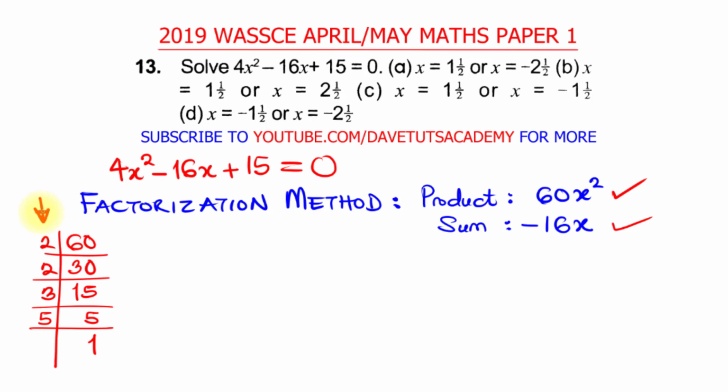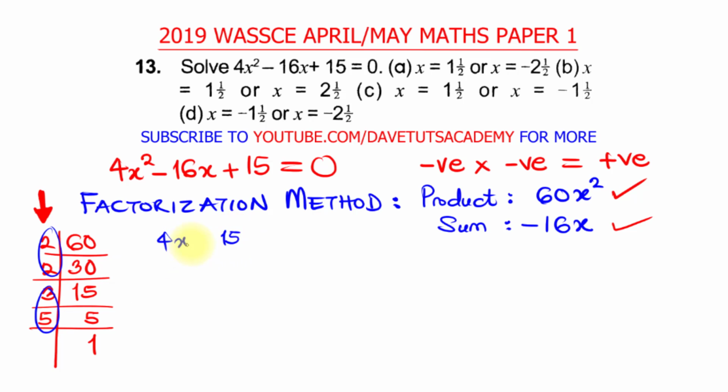Let's look at these terms and try and see the ones that will give us reasonable terms that we can multiply together to give 60x squared and add together to give minus 16x. Now you will notice that it is positive 60x squared, and we know by reason of algebra that if you multiply two negative numbers, that's going to give you a positive number. So if we keep that in mind and look at all these numbers that we are given, for example, we can say we want to use 2 and 2, then 3 and 5. 2 times 2 will give us 4, then 3 times 5 will give us 15.